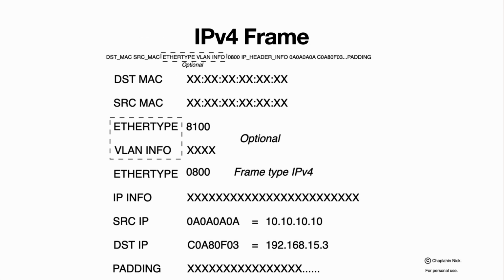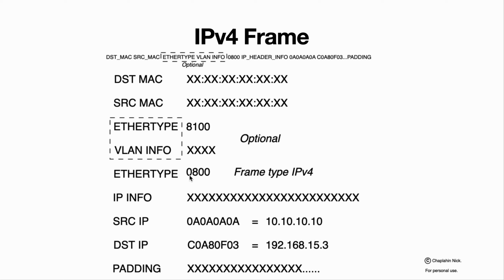Now let's take a look at the IPv4 Ethernet frame. As in each Ethernet frame, it contains a destination MAC and a source MAC, which are not important in this case, and optional VLAN information. Why it's optional, you can check in the video that describes VLAN functionality.